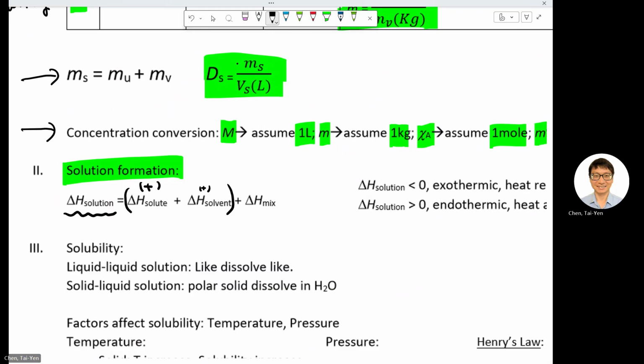And delta H mixing is when you mix your solvent and solute to let them interact. This typically gives you a negative term. In CHEM 1312, pretty much in this chapter, all the solutions we talk about are aqueous solutions. Therefore, we want to associate these three terms with specific terminology you're going to hear all the time.